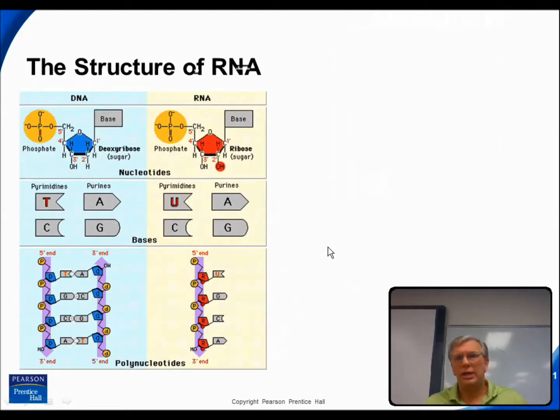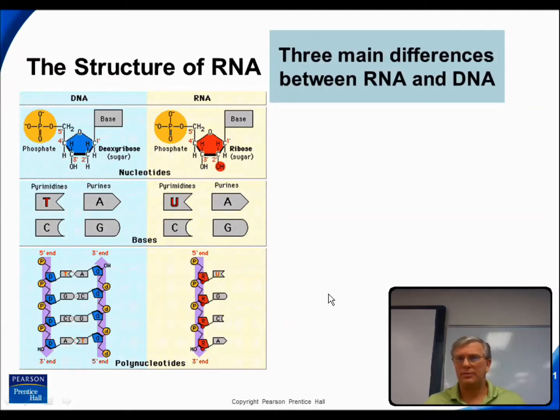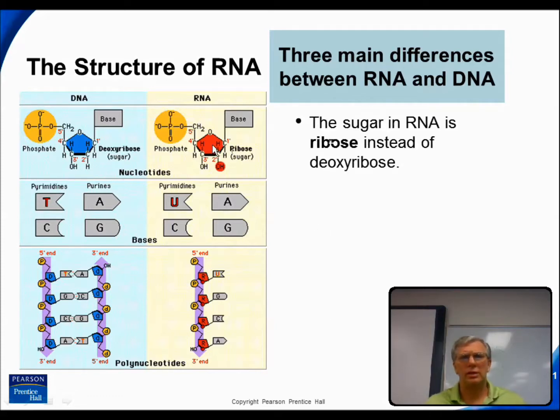All right, now the second player in all of this is RNA. RNA is also a nucleotide, and in some ways RNA is very similar to DNA. However, there are three main differences. RNA is made up of nucleotides. RNA has a sugar, a phosphate, and a base, just like in DNA. However, the sugar is different. In DNA, we saw that the sugar was deoxyribose. In RNA, the sugar is going to be called ribose. Thus, its name, ribonucleic acid, instead of deoxyribonucleic acid.